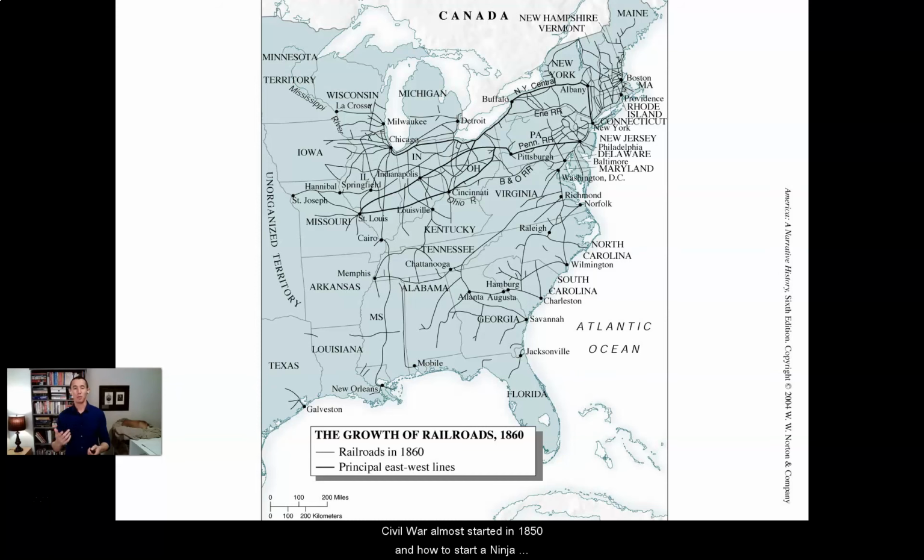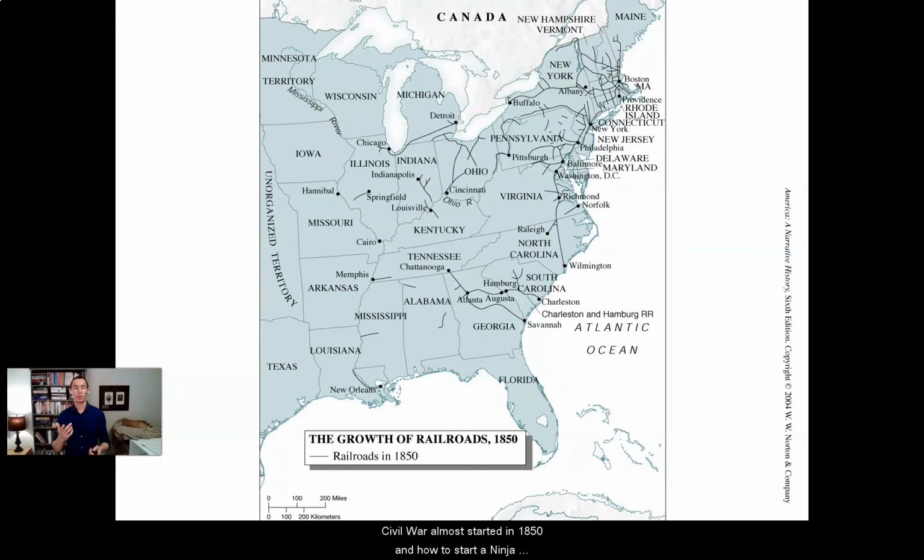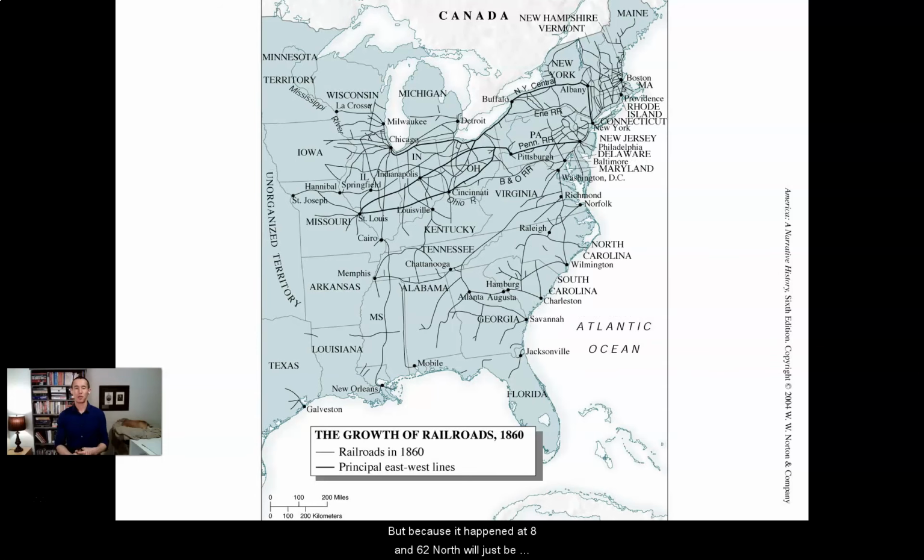The Civil War almost started in 1850. We'll get to that later. And had it started in 1850, the South probably would have won. But because it happened in 1860, the North will just be so much bigger, so much more powerful economically, in terms of population, and also in being able to transport the material to the battlefield. It's a constant problem the South will have. So the Northeast and Northwest will be interconnected into just the North.